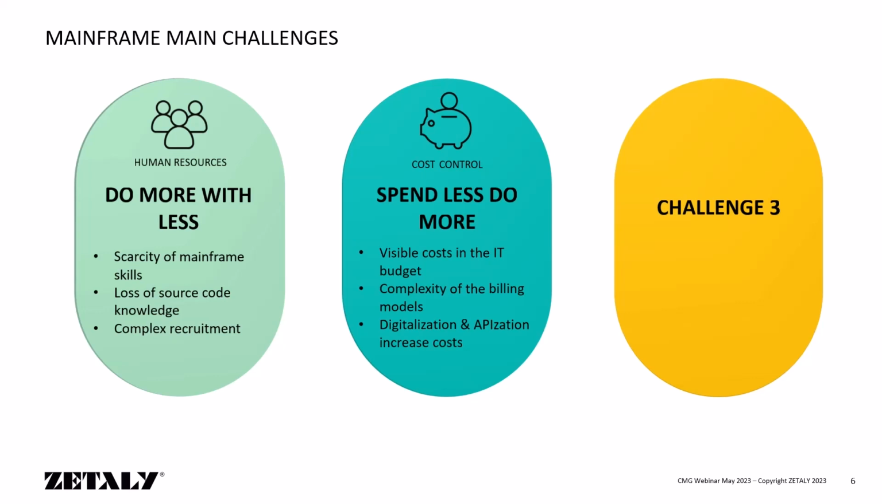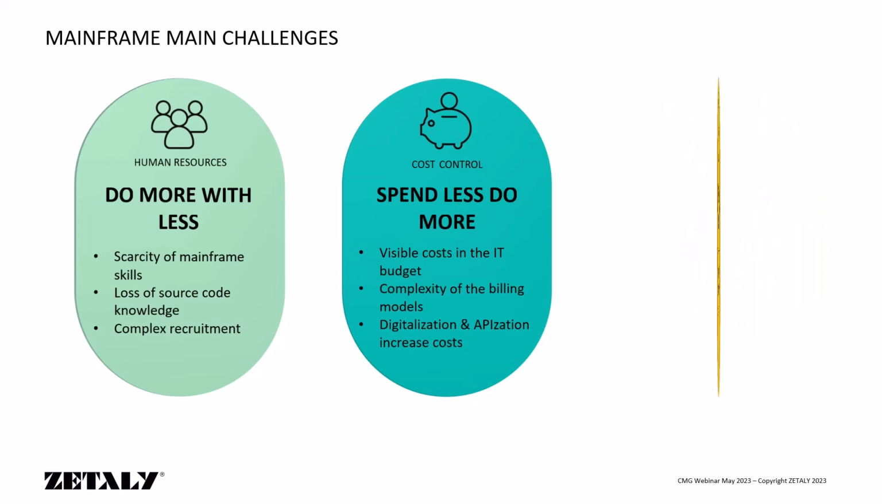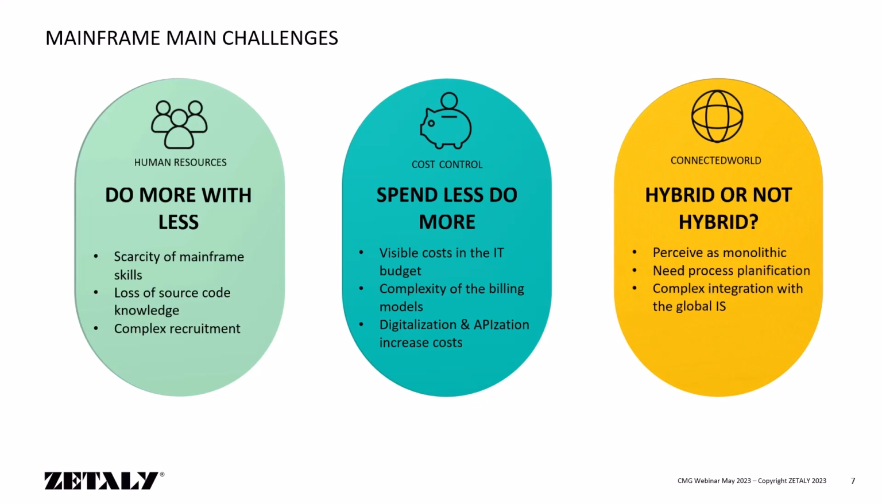So if you add on top of that the complexity of the billing models that come in a million different flavors and the increased need for digitalization and APIs, things can get very expensive very, very quickly. So there's a real need to control the costs. And lastly, companies are eager to add some flexibility, some agility to the mainframe through integrations in other systems.